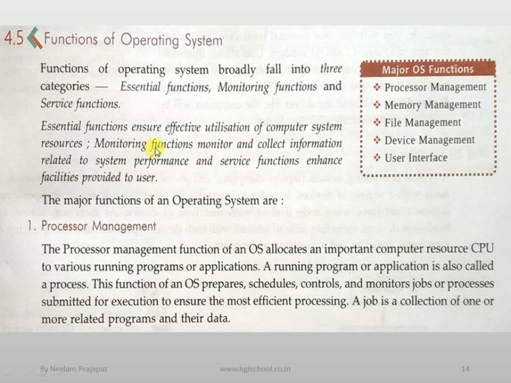So monitoring functions are related to monitoring and collecting information related to the performance of the system. It will keep an eye on all the activities and performances, as well as collect information from there. And service functions enhance facilities provided to the user. All the services, meaning facilities provided to the user by the operating system, will be enhanced.